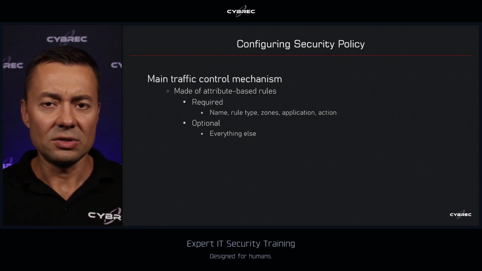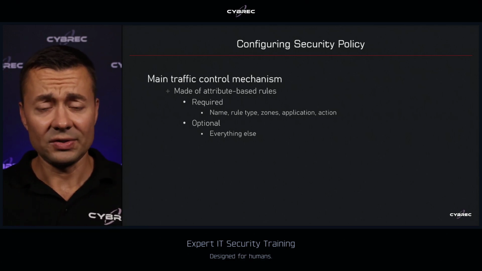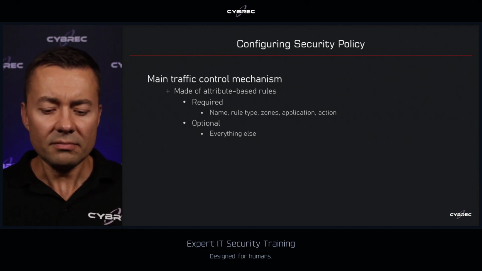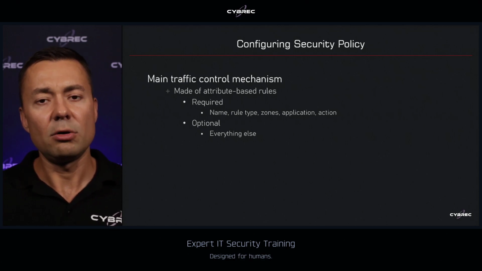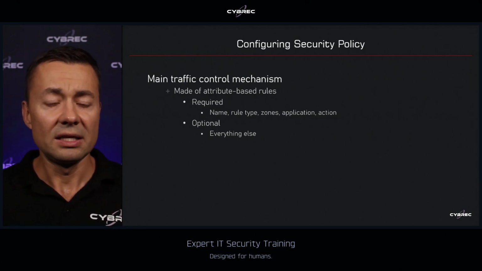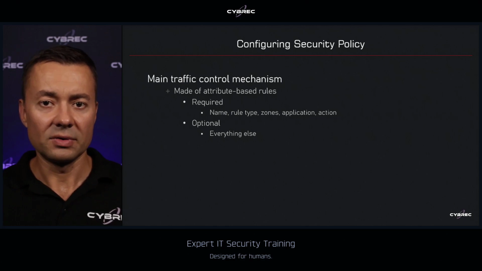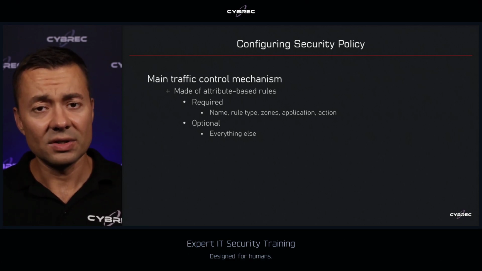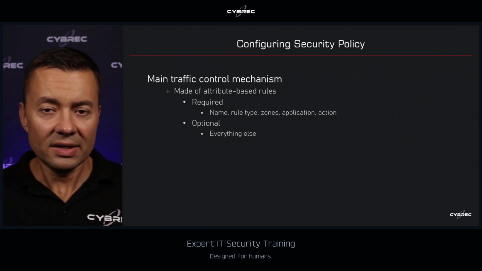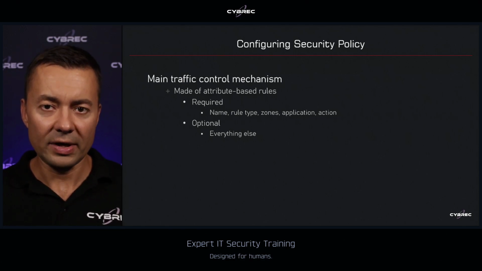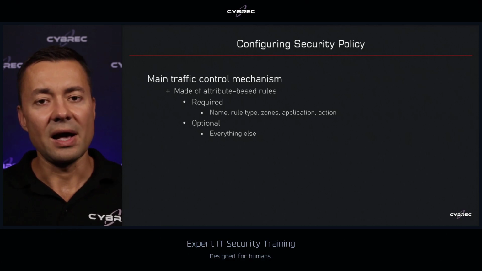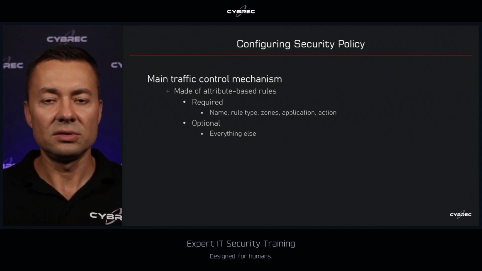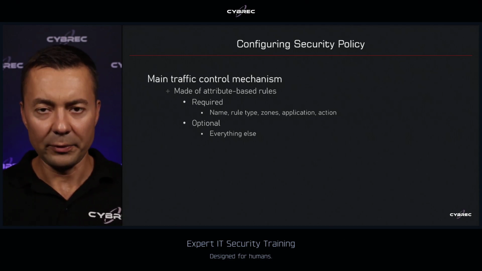Now, instead of an application, technically you can configure a port number, a service, and specify so-called application default inspection. But the rule name, type, zone, and action is what we need at minimum in every single security policy rule. Optional stuff is going to include elements like IP addresses, logging settings, security profile configuration, where we enforce other advanced inspection settings. So something that you don't have to configure when you define the rules.